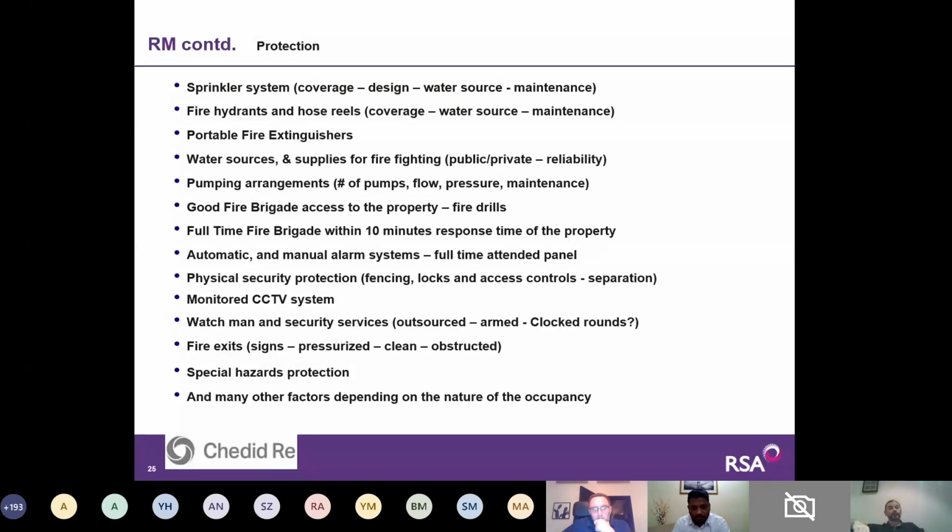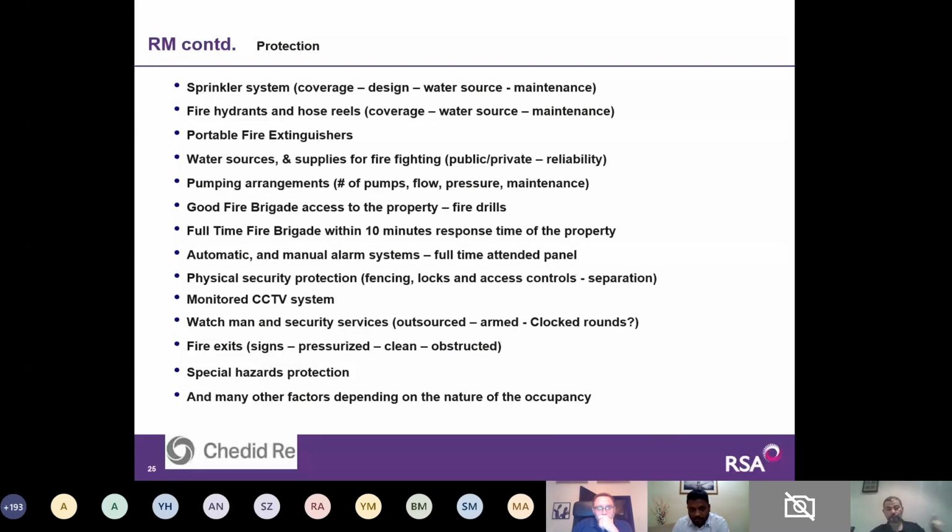Special hazard, hood in the kitchen, is it protected? Are there any sprinklers inside the hood? Special hazard in pharmaceuticals, do they use solvents? Special hazards in so and so and so. So a special hazard is something that's not in each and every plant, but it is in this plant because it is the industry that necessitates having this in this plant. And many other factors depending on the nature of the occupancy.